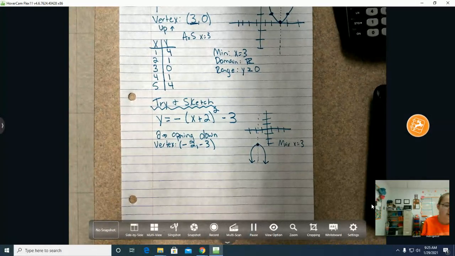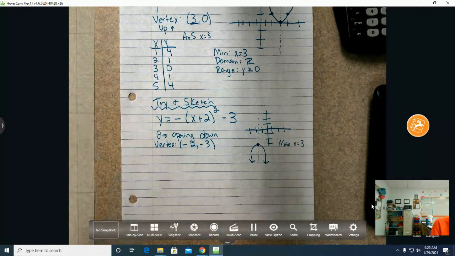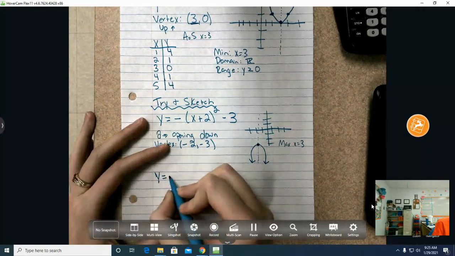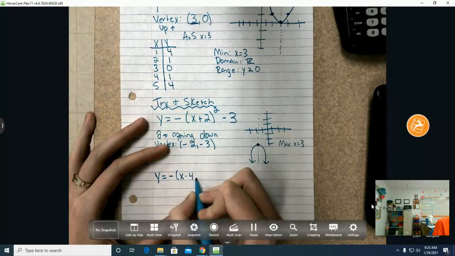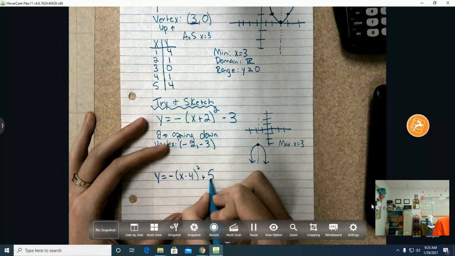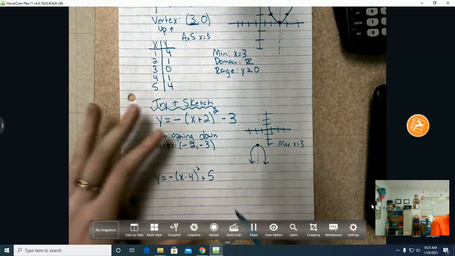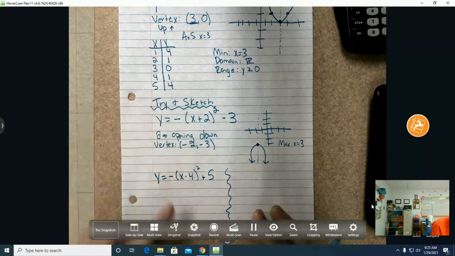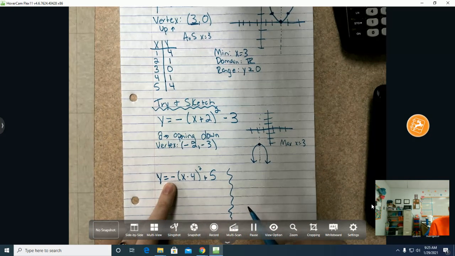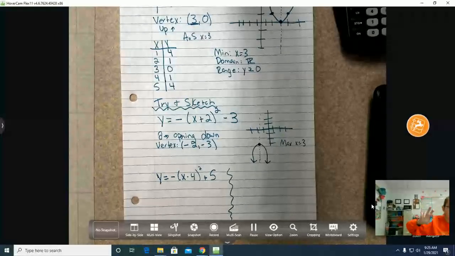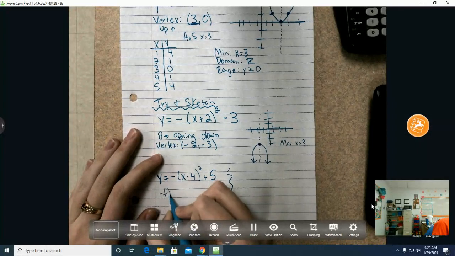All right, so now we're going to try it a little bit differently. Instead of sketching it, I want us to practice describing it in words. So if I have y equals negative x minus 4 squared plus 5, I want to know how this is transformed compared to the parent function. Remember, the parent function was just the regular x squared. So we want to know how this is different than x squared. Well, our a value tells us that it's going to be opening downwards, or another way that's mathematically said is that it's flipped over the x-axis.